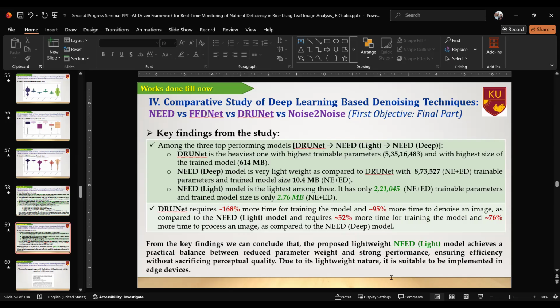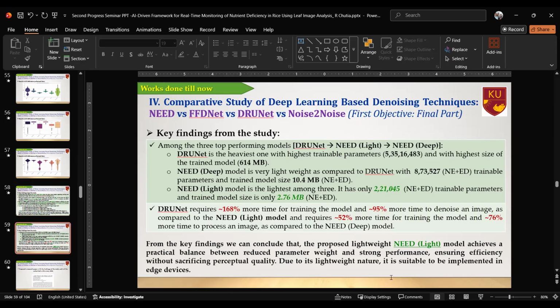And the NEAT Deep model is a very light model as compared to the DRUNet model. It has only 8 lakhs 73,527 trainable parameters, and the trained model size is 10.4 MB only. And the NEAT Light model is the lightest among the three. It has only 2 lakhs 21,045 trainable parameters, and the model size is only 2.76 MB, which can be deployed to any kind of lightweight edge devices.